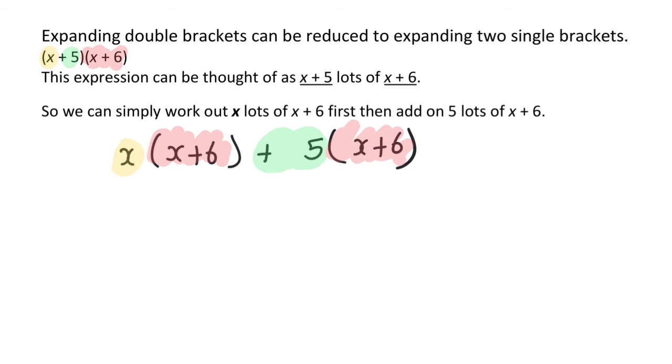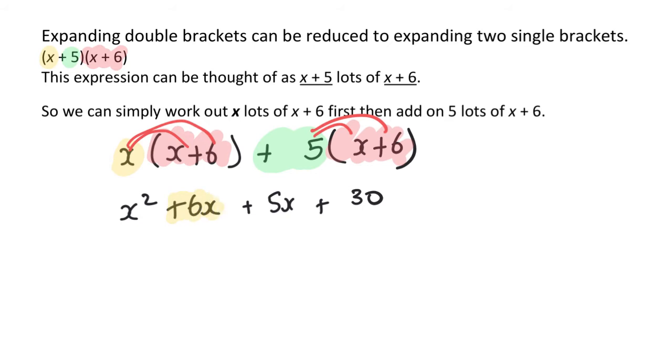And then we can multiply into those brackets, and multiply the x into the x and the 6, and we get x squared plus 6x. We can do the same with the 5. So multiply 5 into the bracket, and we get 5x plus 30. And then we look to see what terms are similar or like. We've got a 6x and a 5x, and they combine together then to give us x squared plus 11x plus 30, which is what we had previously.